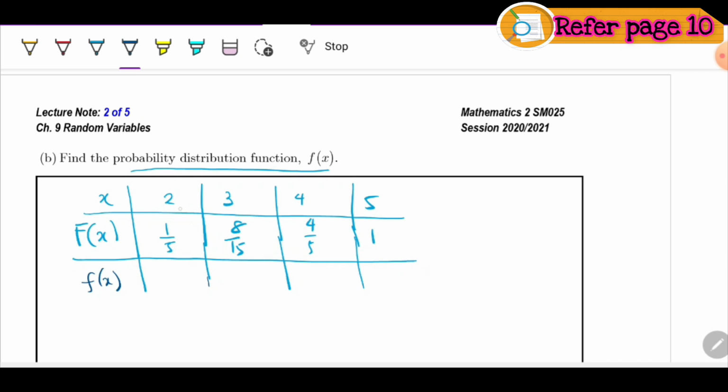To find x equals to 2, we use F2 minus F1. So we get 1/5. To find the probability when x equals to 3, we use F3 minus F2, which is 8/15 minus 1/5. Then we get 1/3. When x equals to 4, we use F4 minus F3, which is 4/5 minus 8/15. Then we get 4/15. When x equals to 5, we use F5 minus F4, which is 1 minus 4/5. Then we get 1/5.